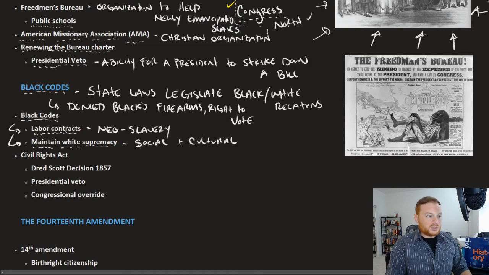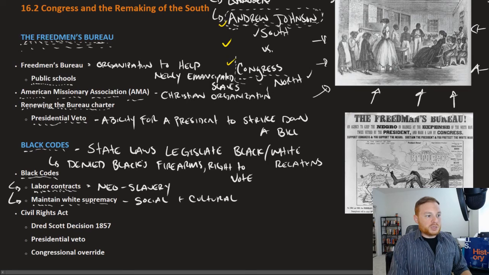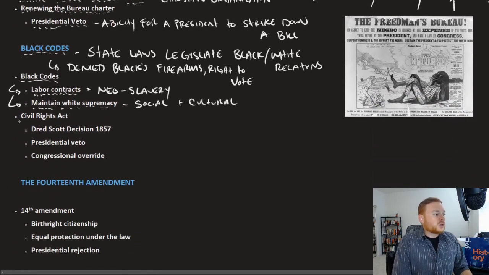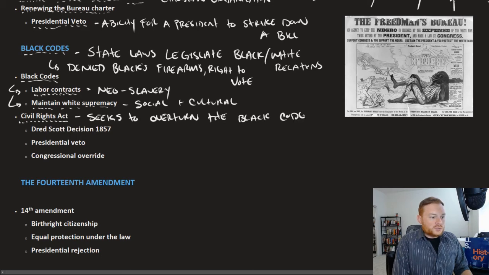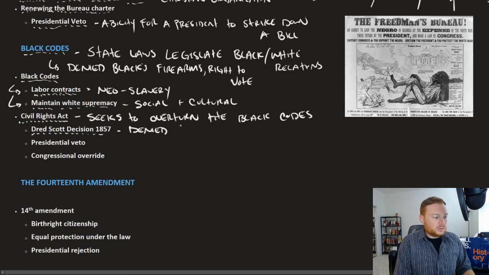Now, on the one hand, President Johnson is happy to see these black codes being put in action because from his perspective, states can pretty much do whatever they want when it comes to these types of laws. Congress, on the other hand, responds to the black codes by passing the Civil Rights Act, which seeks to overturn the black codes. It goes further as well as seeking to overturn the Dred Scott decision of 1857. This was a Supreme Court case that denied blacks citizenship.